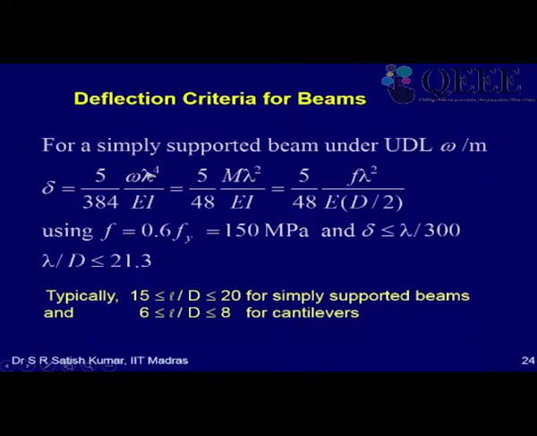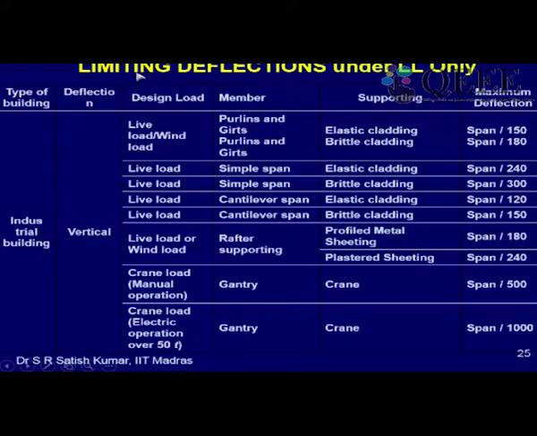Again here somehow L has become lambda. So the deflection for a simply supported beam you can calculate, and you have to make sure it is L by 300 as per the code. Okay, so I'll just show you the table. The table actually says you have to limit the deflections for a type of building, type of deflection, let's say vertical for a beam or whatever, under the type of load, live load. If it is a simply supported beam under live load supporting elastic cladding, the limit is span by 240. If it is brittle cladding, the limit is span by 300 and so on.